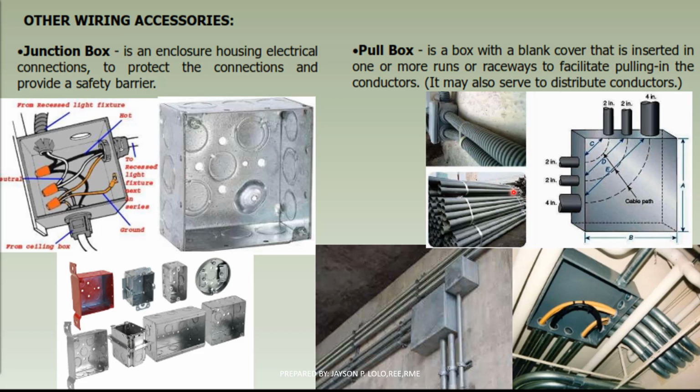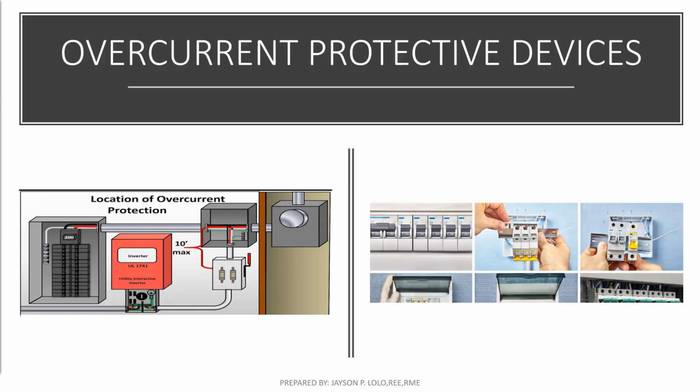Another one is the pull box. Pull box is commonly seen in the parking space of a building, where large wires like this in the lower right. It is a box with a blank cover that is inserted in one or more runs or raceways. So there's a certain angle to maintain the curve of wires or to have allowance for wires for cable pulling application. So these are the wiring devices in the electrical application.